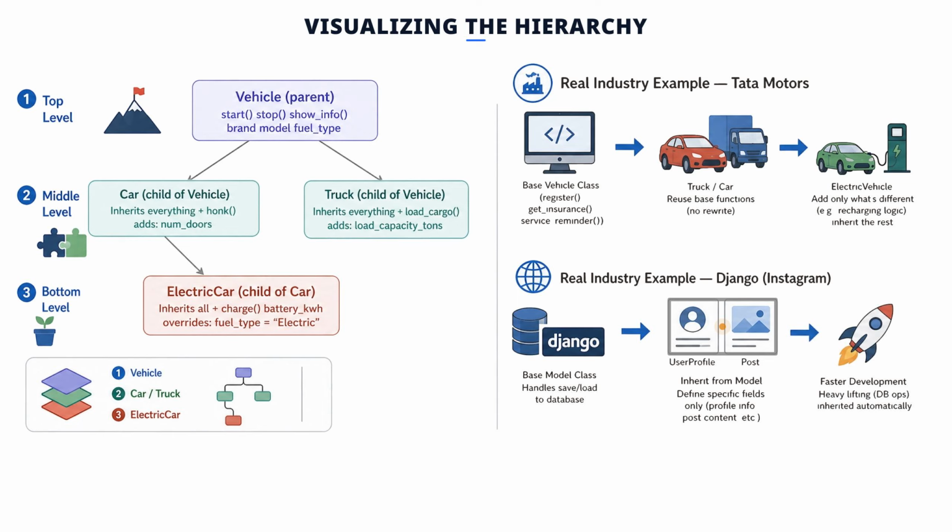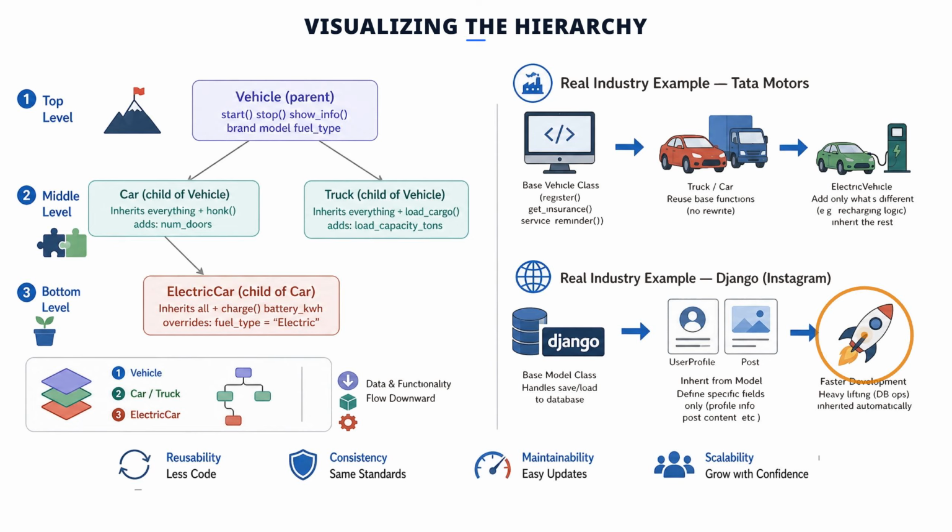The main takeaway here is that inheritance allows data and functionality to flow downward, preventing redundant code and leading to much faster development. Now that we understand how these family trees are structured conceptually, let's step into the code and see exactly how we write that foundation.